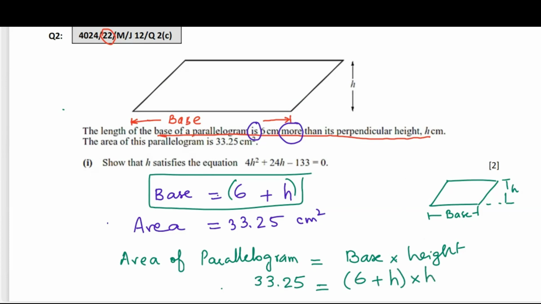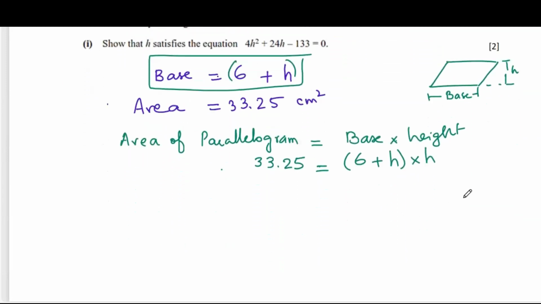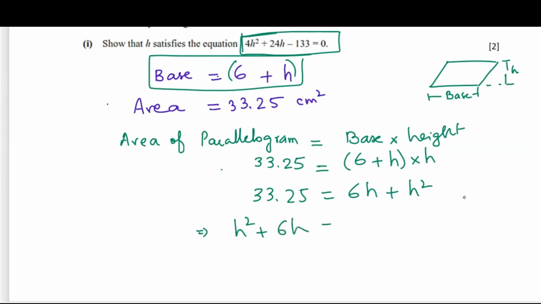So by expanding the bracket, you should form this equation. 33.25 is equal to 6h plus h square. So arranging h, we can say h square plus 6h is equal to 33.25, or we can say h square plus 6h minus 33.25 is equal to 0.